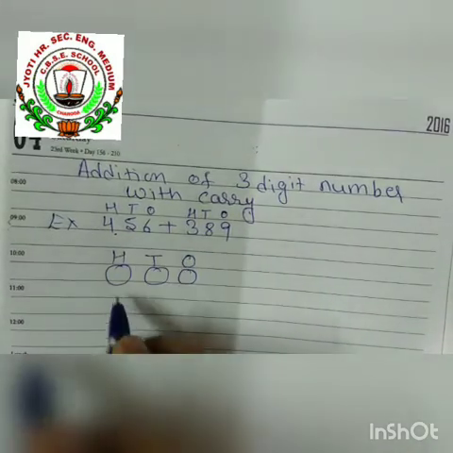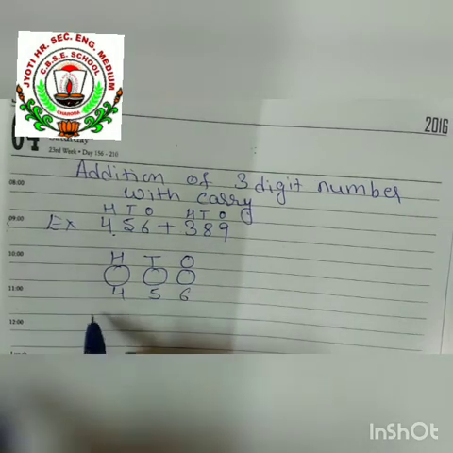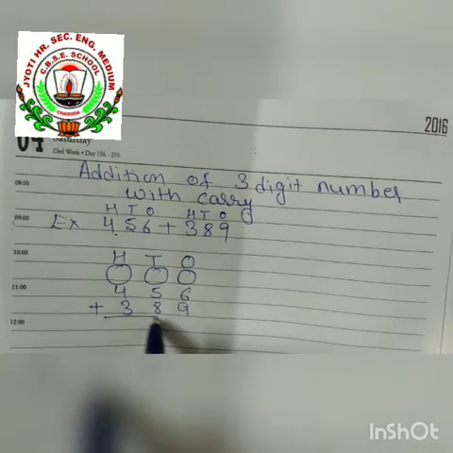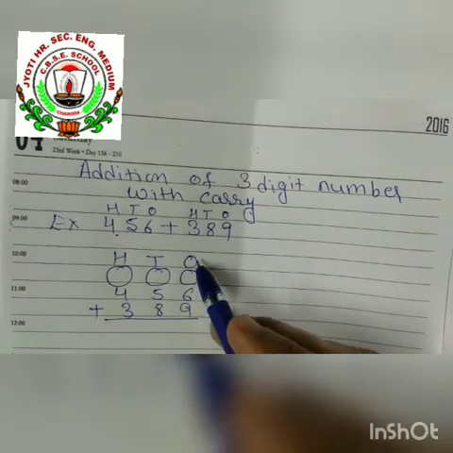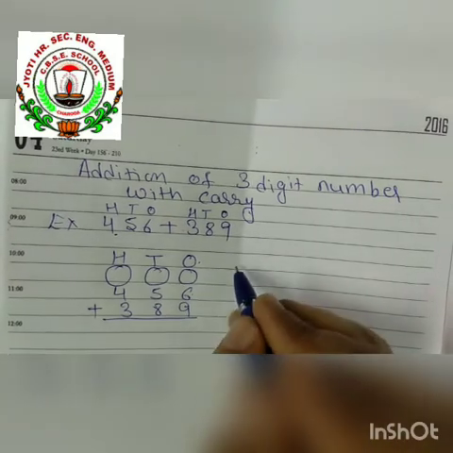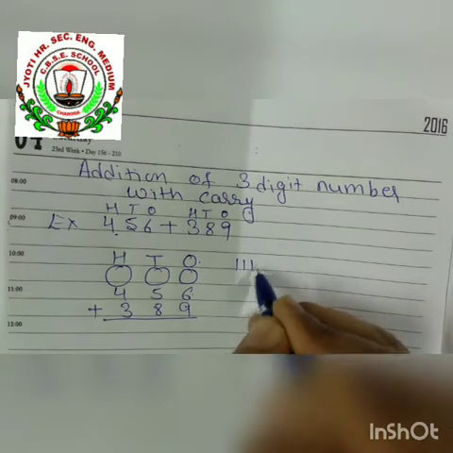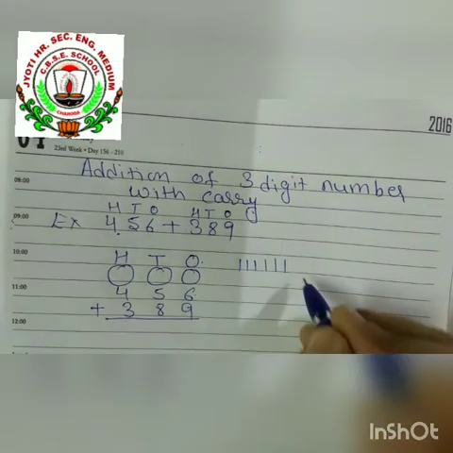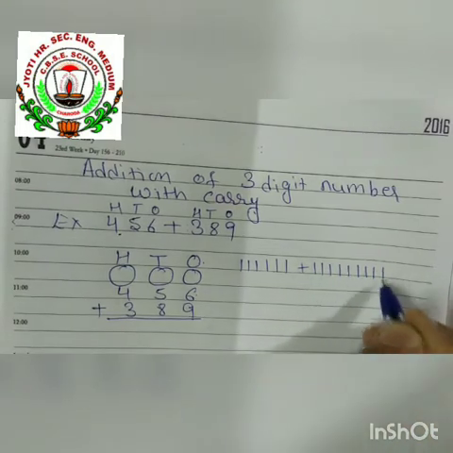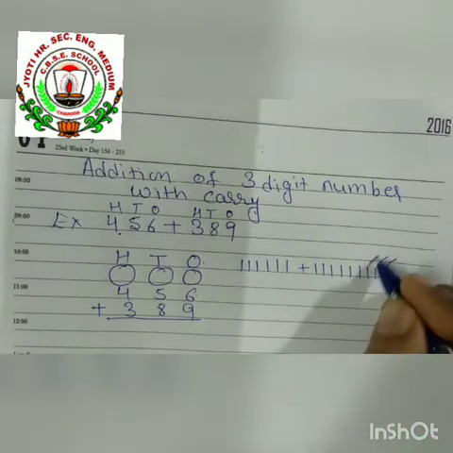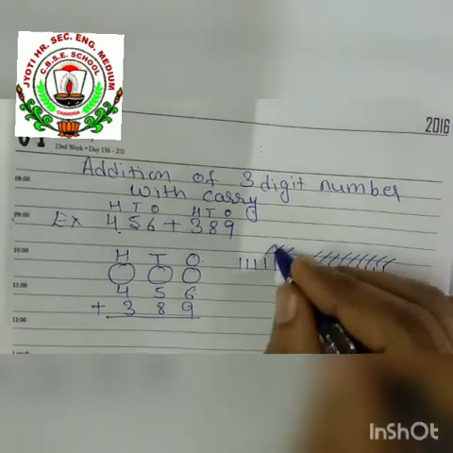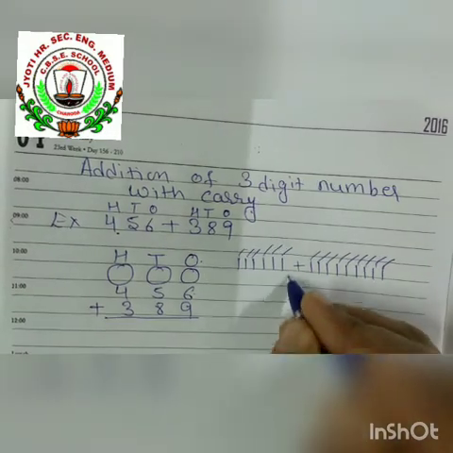The first number is 456. Next is 389. We are doing addition, so we are putting the sign of plus. As you know, we are going to first add the digit in the ones place. It is 6 and 9. So, first we will draw how many lines? 6. 1, 2, 3, 4, 5, 6. Then it is 9. 1, 2, 3, 4, 5, 6, 7, 8, 9. So, total 1, 2, 3, 4, 5, 6, 7, 8, 9, 10, 11, 12, 13, 14, 15. So, how much did you get?